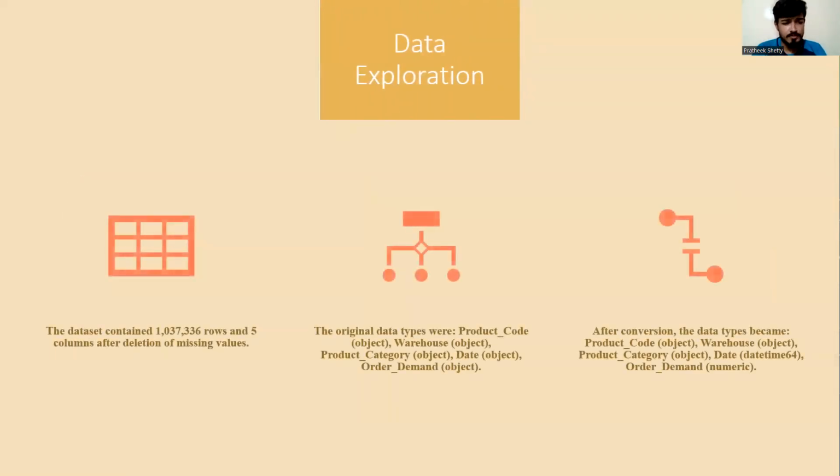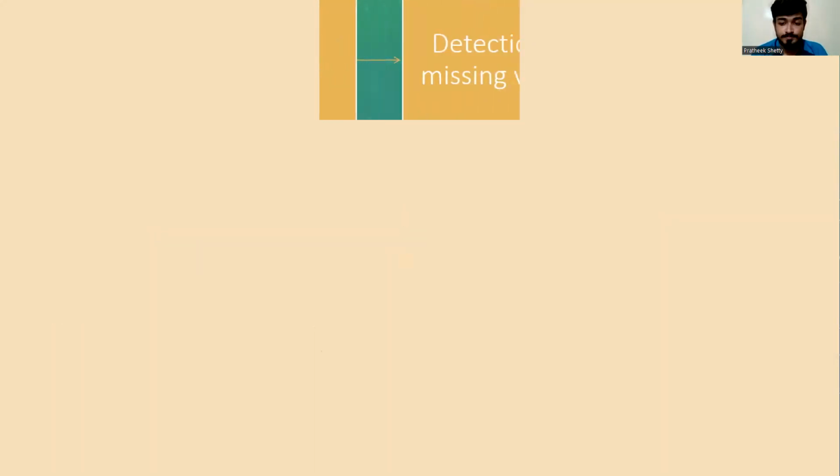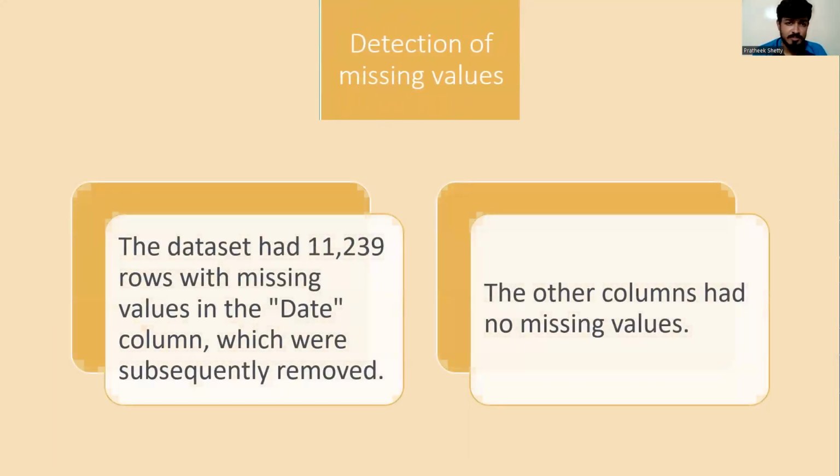Data exploration. The dataset contained 1,037,336 rows and 5 columns after deletion of missing values. The original data types of product code, warehouse, product category, date, and order demand were all of object type. But for prediction purposes, we have to change order demand to numeric data type and date to datetime64.